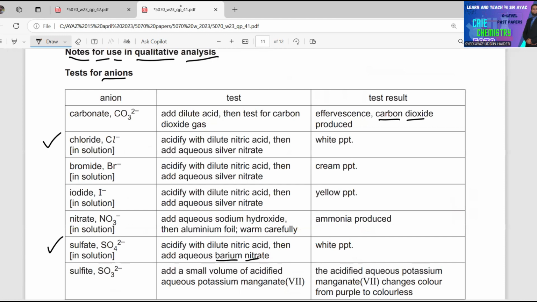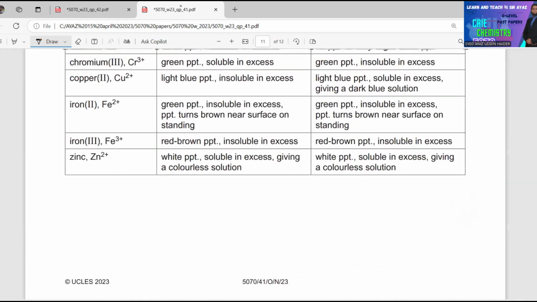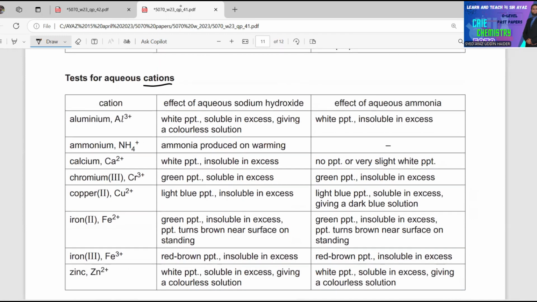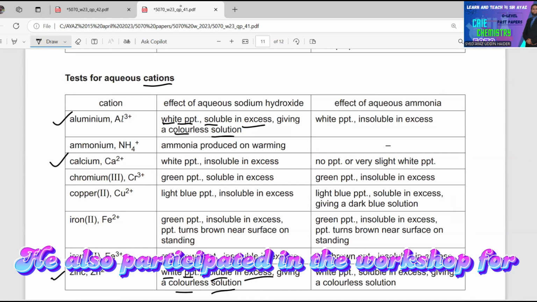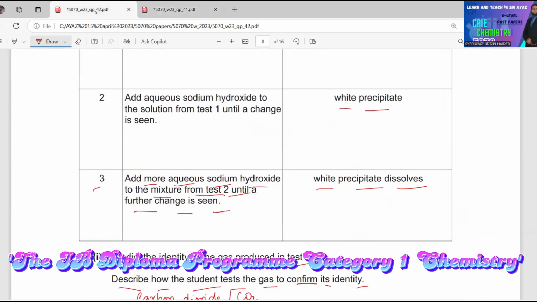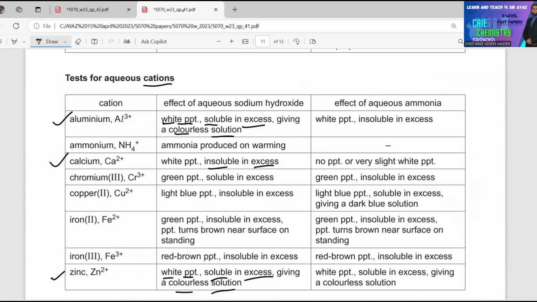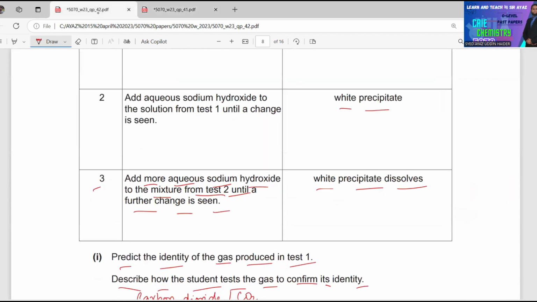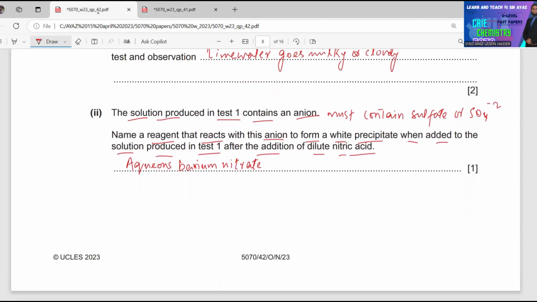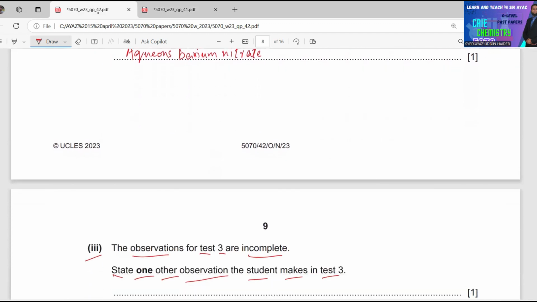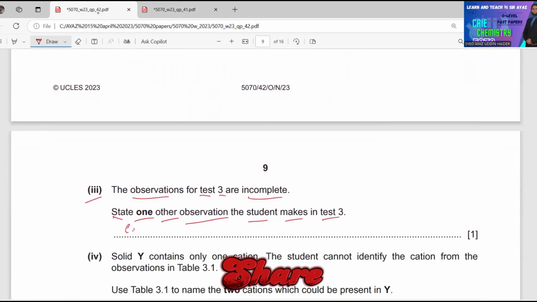So this sodium hydroxide test is for the cations. Which of these produce a white precipitate with sodium hydroxide? It's aluminium 3+, calcium 2+, and zinc 2+. They all produce a white precipitate. And they are saying soluble in excess, giving a colorless solution, for Al3+ and Zn2+, while Ca2+ is insoluble in excess. Since they are saying the white precipitate dissolves, it must be giving a colorless solution. It can't be insoluble in excess. So this must be the statement which is missing in this case. So you write colorless solution for part 3.